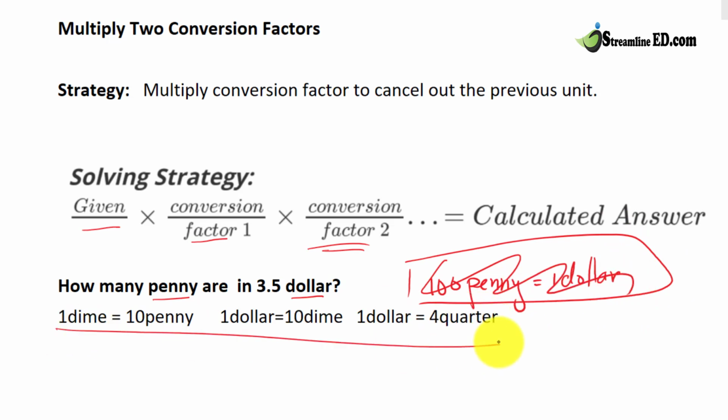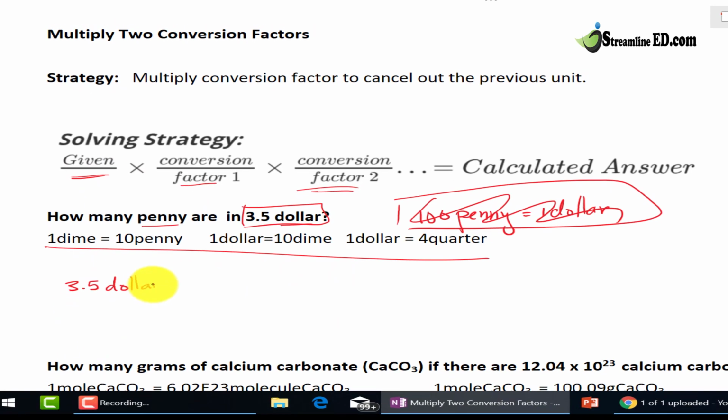There are three conversion factors here. Which one do we use and how many? Well, our given value is $3.5, and we multiply by our conversion factor. Which one do we use? We have three of them to choose from. Are we going to choose the one with dollar and quarter? We could, but let's look at this. We also have dollar and dimes. We also have one dime and penny.